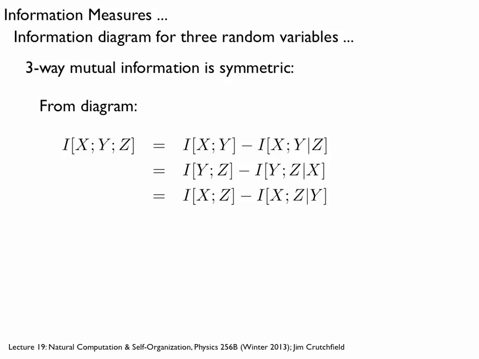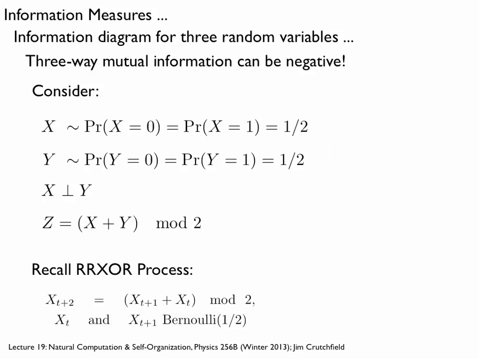Okay, so the important thing about moving to three variables, especially in terms of intuitions we've developed, is that we now have to unlearn something. Namely, this three-way mutual information, unlike two-way mutual information and one-variable entropy, can be negative. So here's the canonical example. Cover and Thomas go through this.